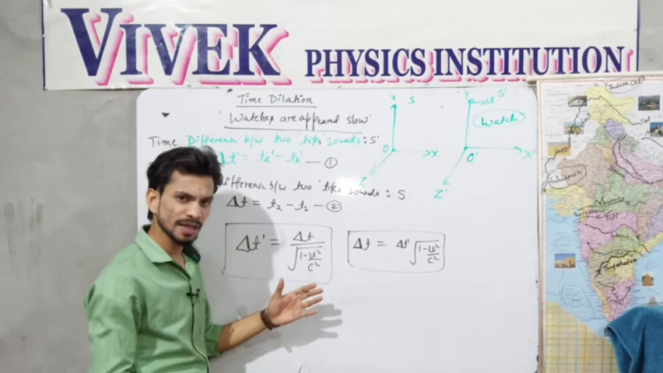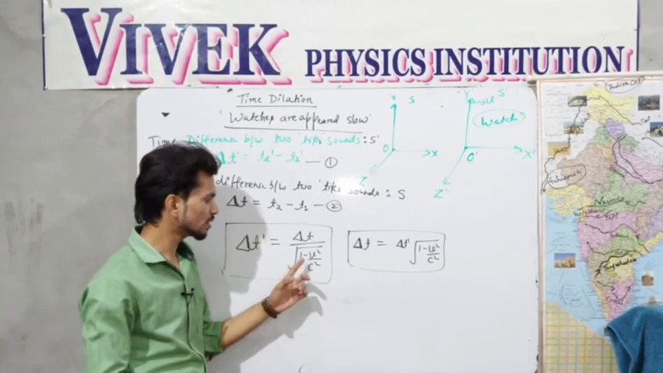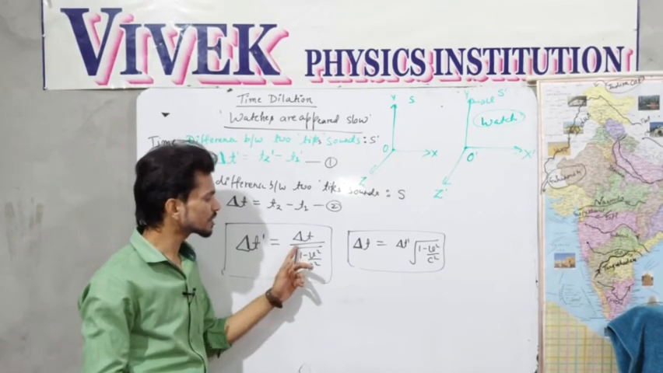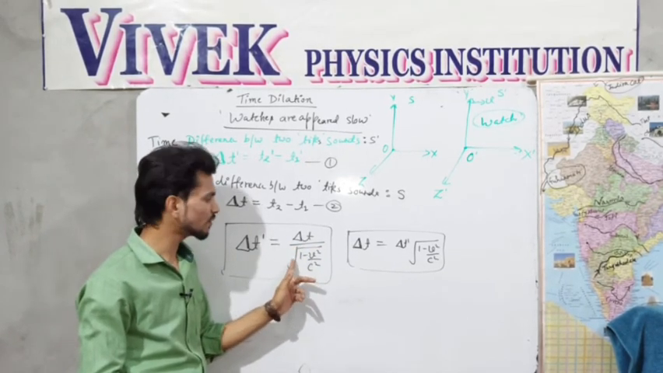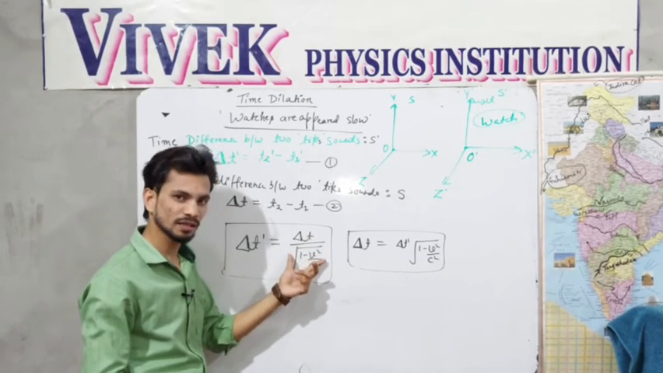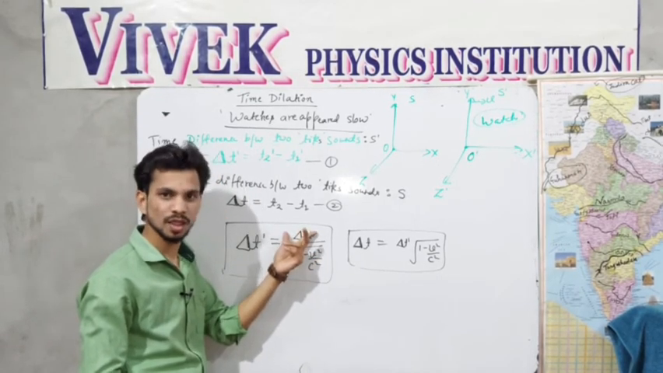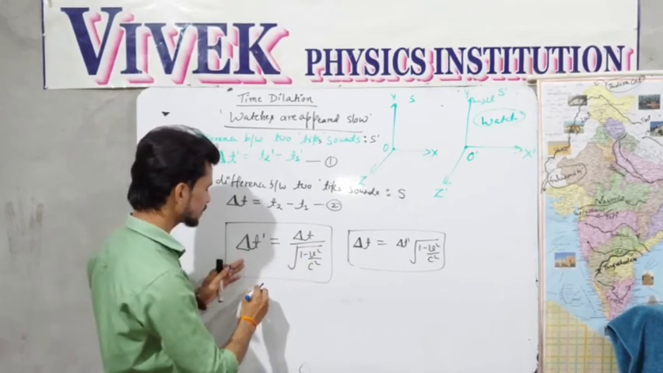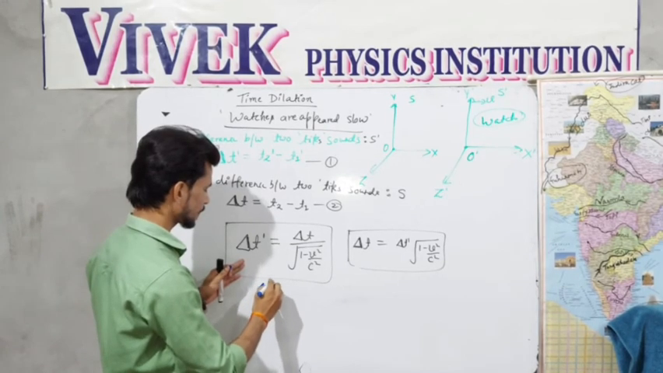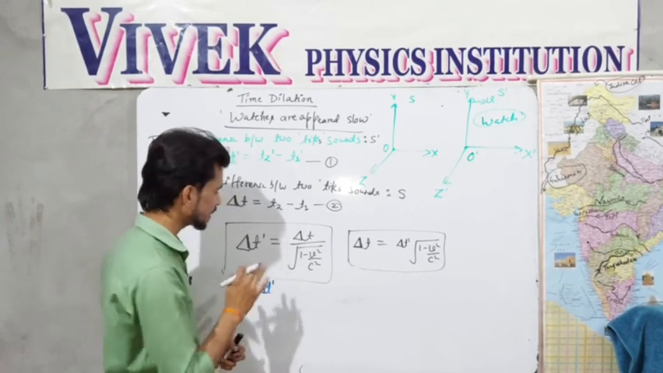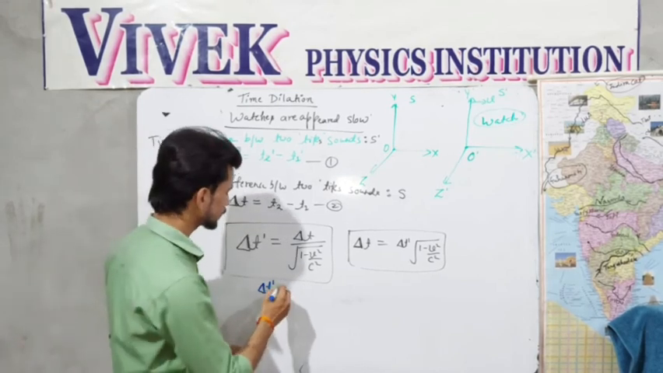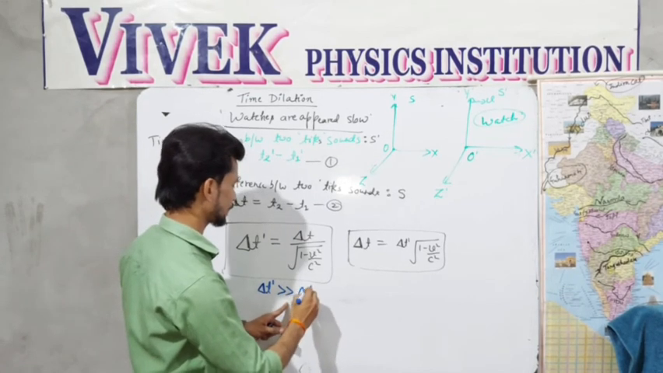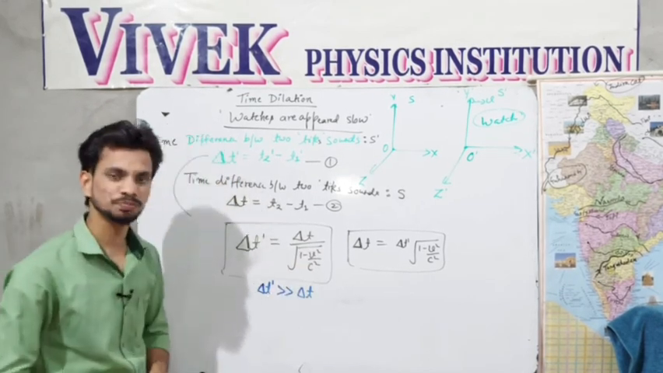Now mathematically you can see here this complete factor is lesser than 1. So this factor is lesser than 1, and when delta t is divided by a value lesser than 1, it will be greater. So this complete value will be greater than delta t, and the relation between delta t and delta t dash will be like this, because this complete factor will be greater than 1.